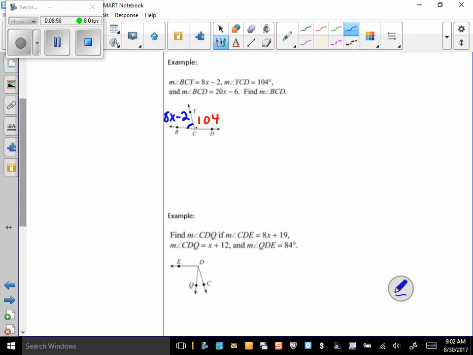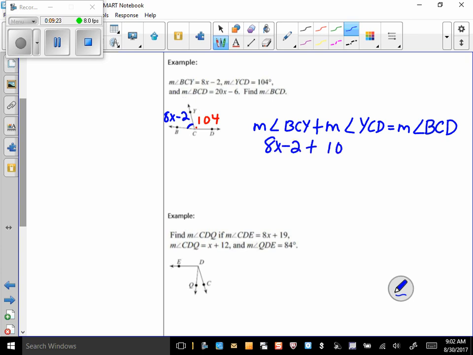So I'm going to start by writing the angle addition postulate. So I know that the measure of angle BCY plus the measure of angle YCD equals the measure of angle BCD. That's the angle addition postulate right there. So let's substitute what we know. Measure of BCY is 8x minus 2. Measure of angle YCD is 104. And the measure of angle BCD is 20x minus 6. So now we've just got a simple linear algebraic equation to solve.